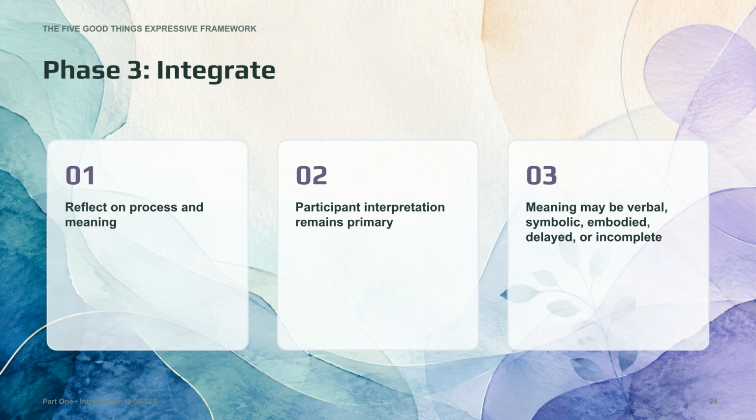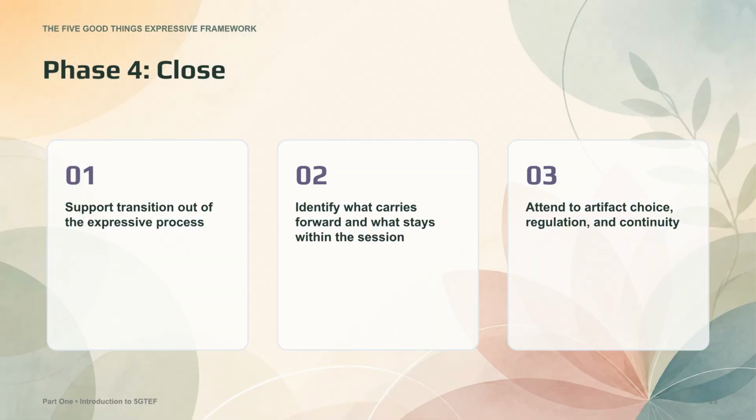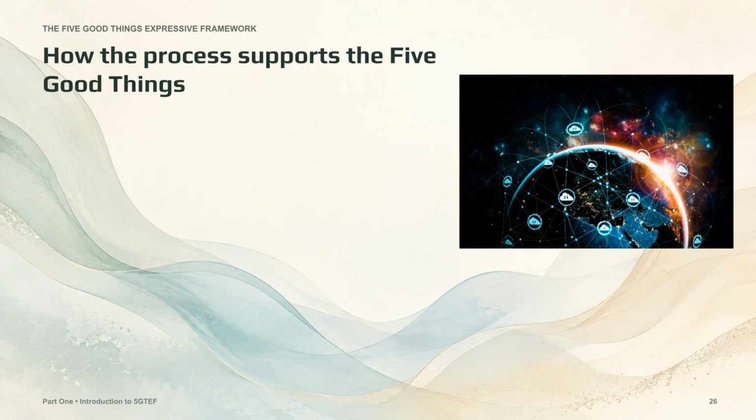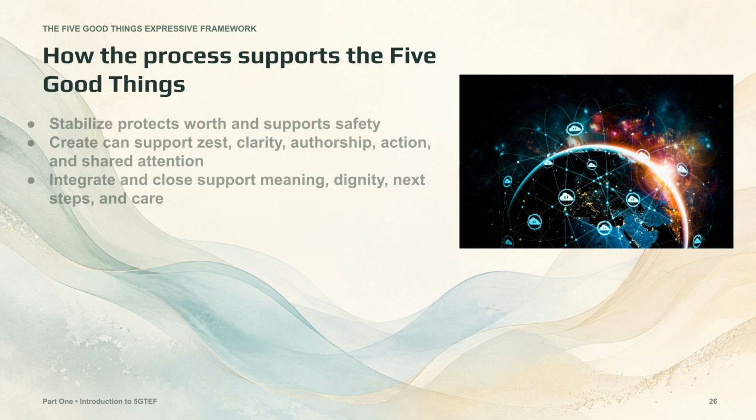Phase 3 is integrate. This is where the participant reflects on the process and connects it to their own meaning. The counselor supports the participant's own interpretation, which remains primary, whether that integration is verbal or symbolic. Phase 4 is close. This supports the transition out of the expressive process. We identify what the participant is carrying forward and what stays in the room, ensuring they leave with a sense of continuity and care.